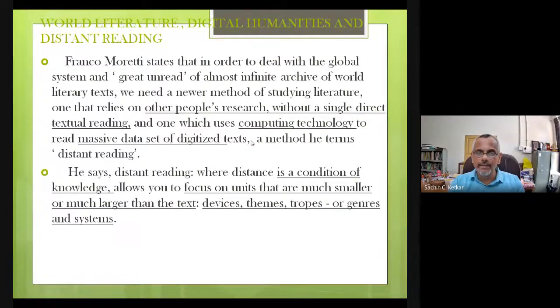So in order to deal with a global system, the great unread, the almost infinite archive of world literature texts, he says we need a newer method for studying literature, one that relies on other people's research without a single direct textual reading. One which uses computing technology to read massive data sets, big data sets, using computers. And this method he calls distant reading. So distant reading is one of the methodological shifts that he wants to bring about, from close reading to distant reading. And that is in the context of digital humanities, because distant reading is possible only by using computers, where you use millions of novels and a computer program that you write, right? Where you produce information that is represented in the form of graphs, charts, or things like that.